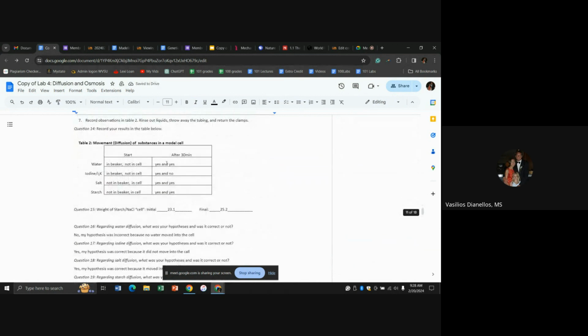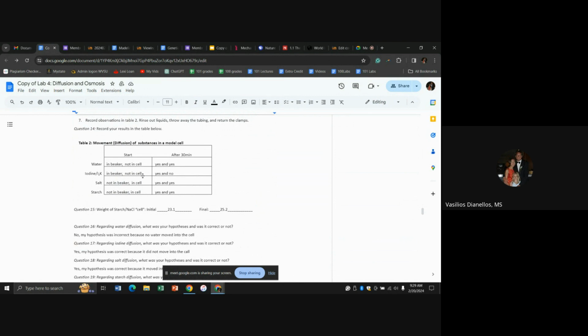Let's take a look at here. Water in beaker after 30 minutes. Wait, water. At the beginning, it was in the beaker, not in the cell. Yes and yes. I don't know what that means. I assume this means at the end, it was in the beaker and in the cell. I'll just go with that. It would make sense for you to write in beaker, in cell. But that wasn't specific, so I get it.